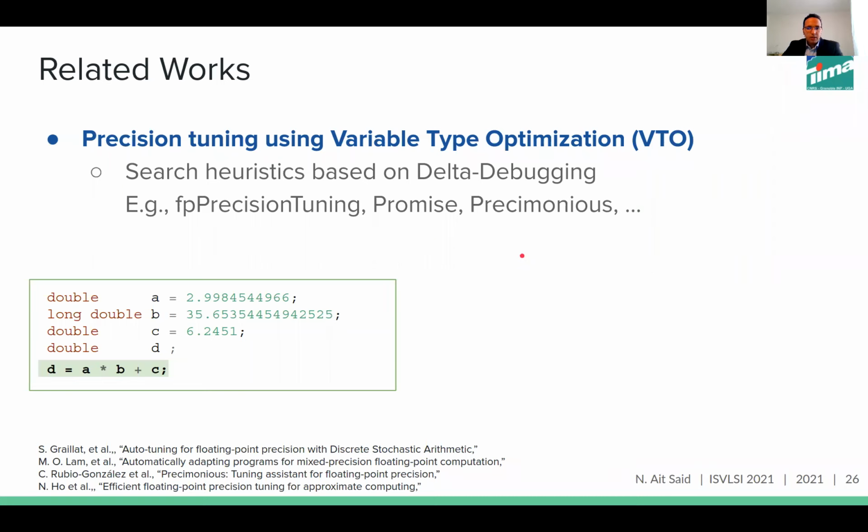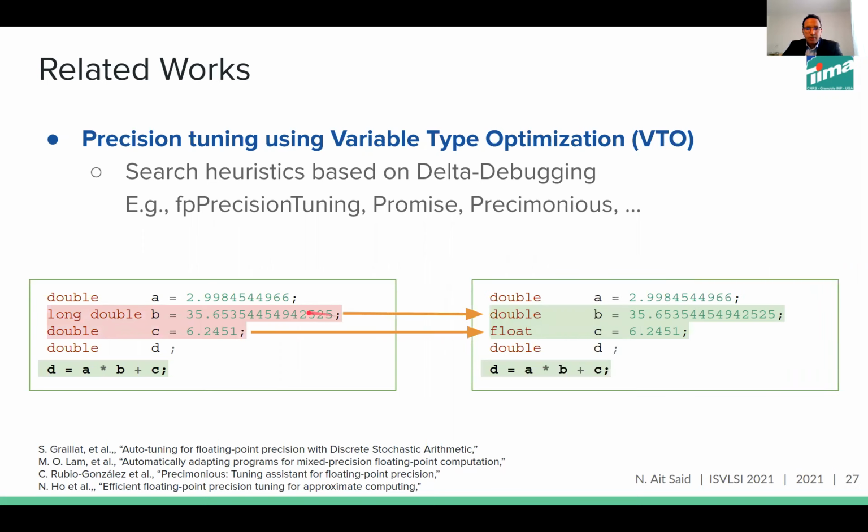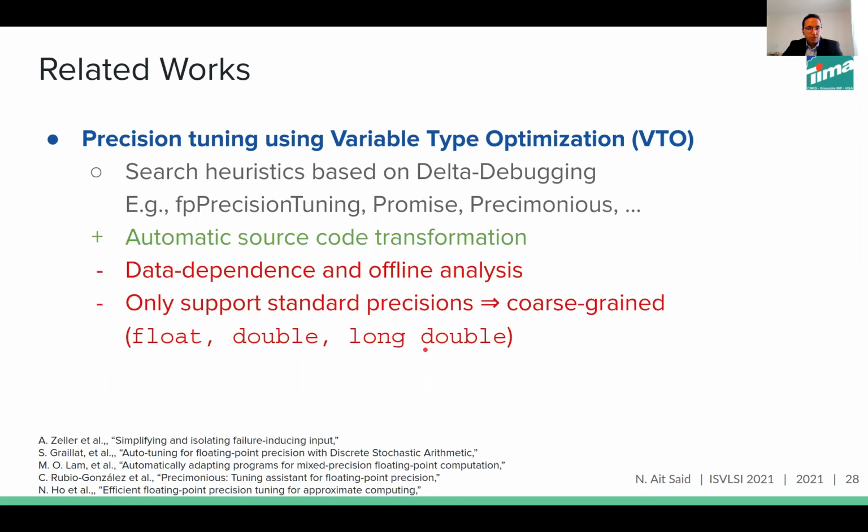So in the literature, there are many works about what we call variable type optimization, VTO, which consists of carefully downcasting the maximum number of floating point variables from high precision types such as double and long double to lower precision ones, such as float, for example, as illustrated here. These works are mainly search heuristics based on delta debugging. Some of them enable automatic source code transformation. However, they are data dependent, and most of them only support standard precisions. So they can only perform coarse-grained optimization.